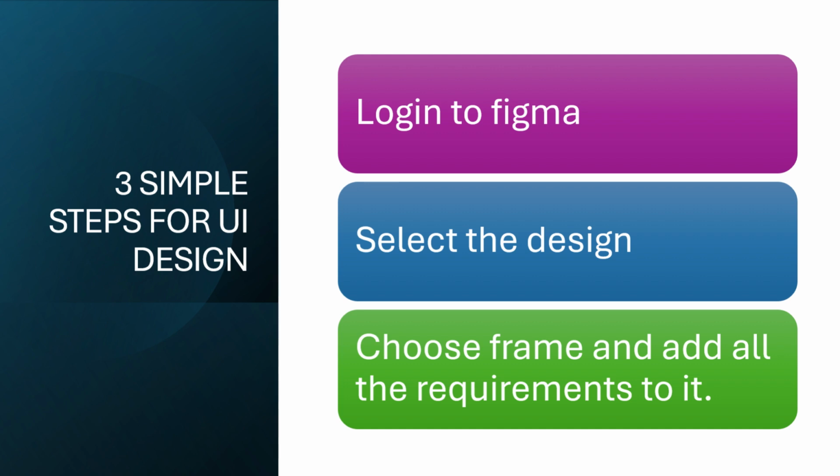So, the 3 main steps to design a UI are: first, log into the Figma account using your mail ID. Second, make a design that you wanted your UI to be. Third, choose a right frame and start adding all the layers into it.